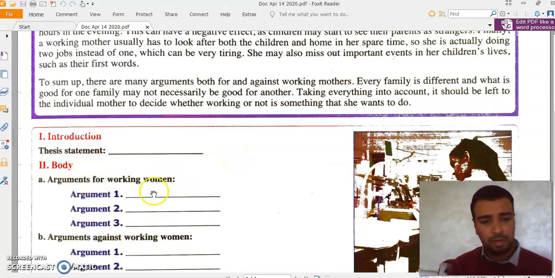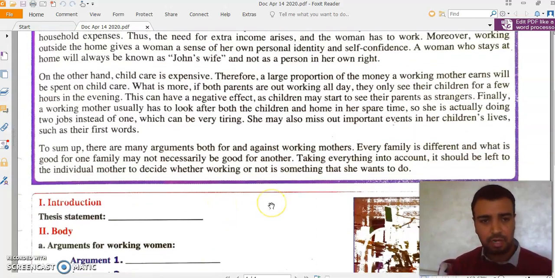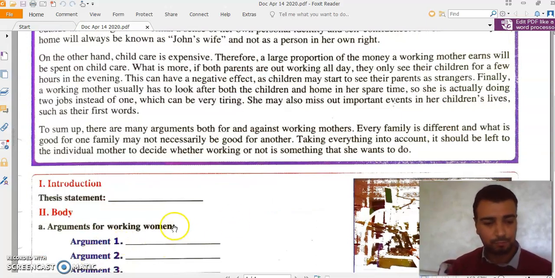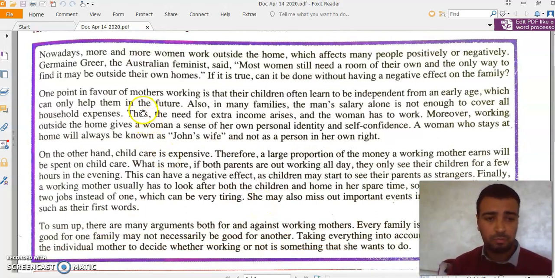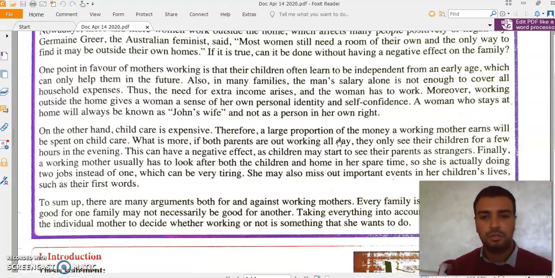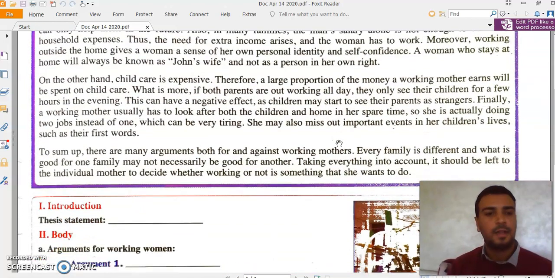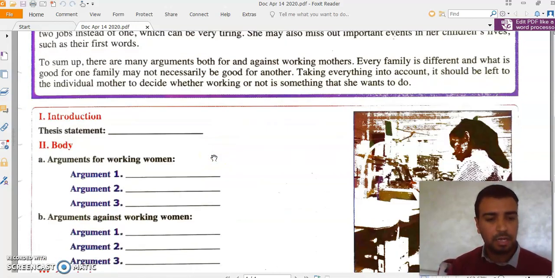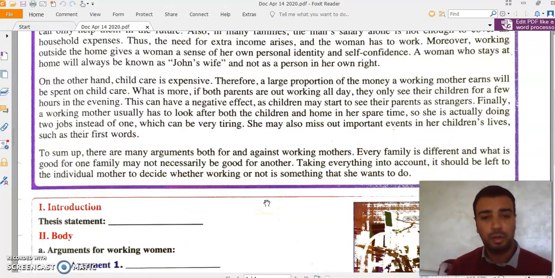Arguments for working women. After the topic sentence, right here, where would we find the arguments? The arguments are typically put in the body paragraphs, this one and this one, following the topic sentence. After the topic sentence, we may find the first argument, second argument, third argument joined together with linking words. Linking words are very important to use in a well-written essay. Same thing right here, arguments against working women.